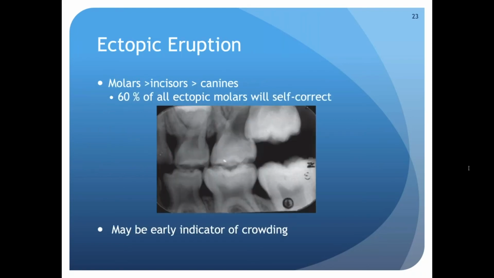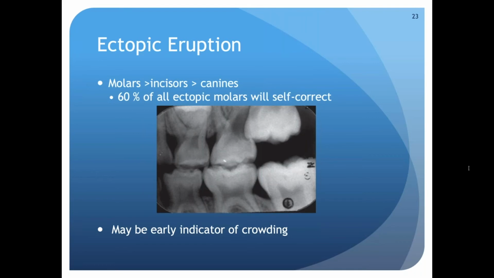So let's talk a little bit about ectopic eruption. This is a tooth that's erupting in a place that we don't want it to be. As far as incidence, our molars, we're going to see this most often, followed by incisors and then canines. Now, 60% of all ectopic molars will self-correct. So we see this situation here. We have this maxillary 6, or this maxillary first molar, starting to resorb the primary second molar.